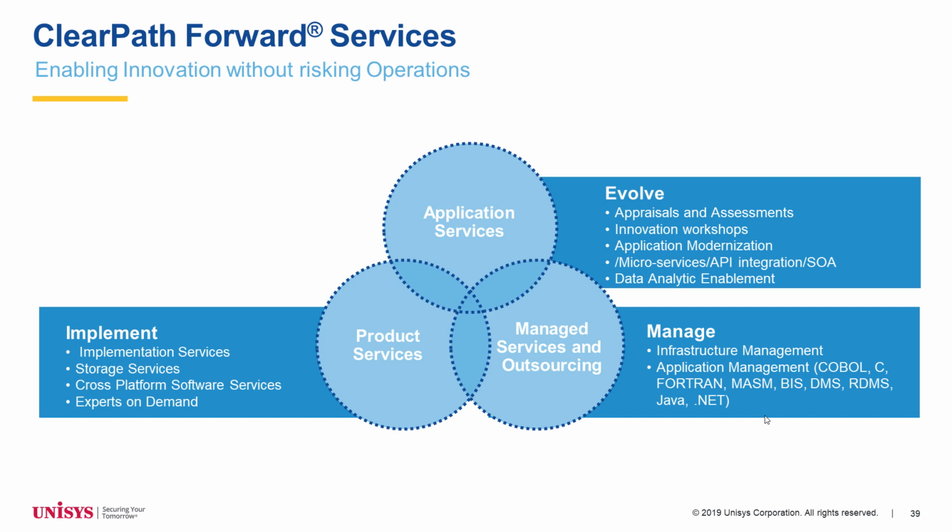So Unisys provides a comprehensive set of services for you all around your ClearPath MCP system. Product services to install and upgrade your system; managed services and outsourcing to host or run your system for you, take over your operations, or just augment your existing staffing; and application services to enhance or integrate your applications, to help you meet, say, your digital transformation needs. So there's a whole complete set of capabilities and services that we can provide you.